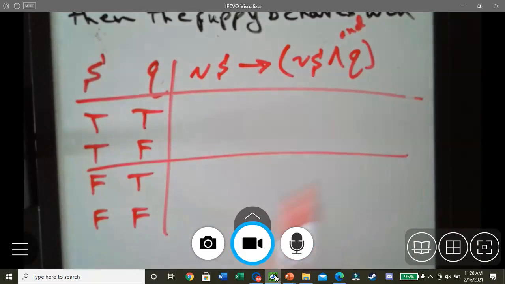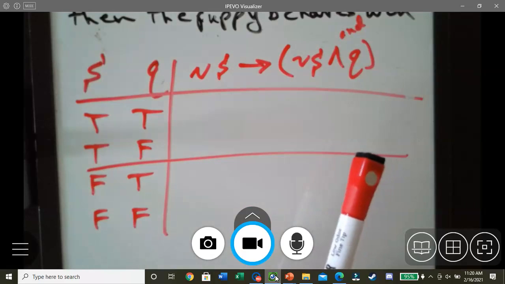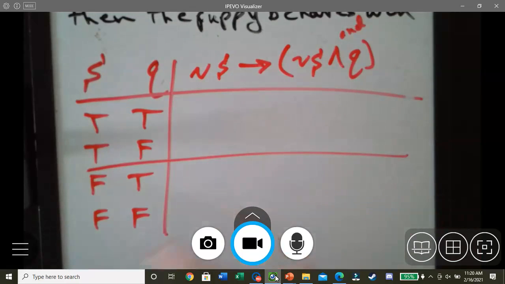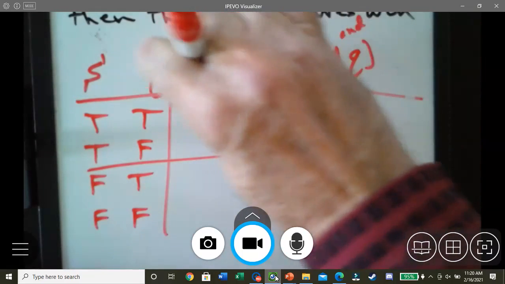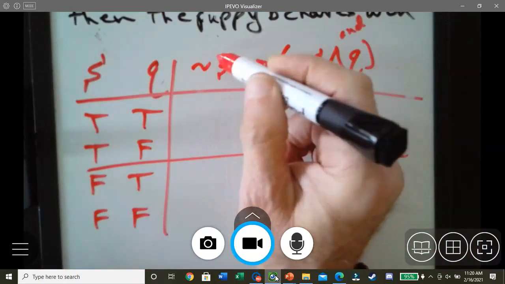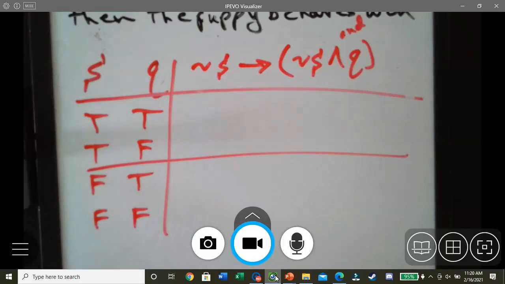Okay. Where are we going to start first? We're going to start here. This is a not. Let me make that a better looking not. This is a not. There. Not S. Okay, so where do we start? We start with the not S, or are we going to start inside the parentheses? Yeah, we always start with the parentheses.